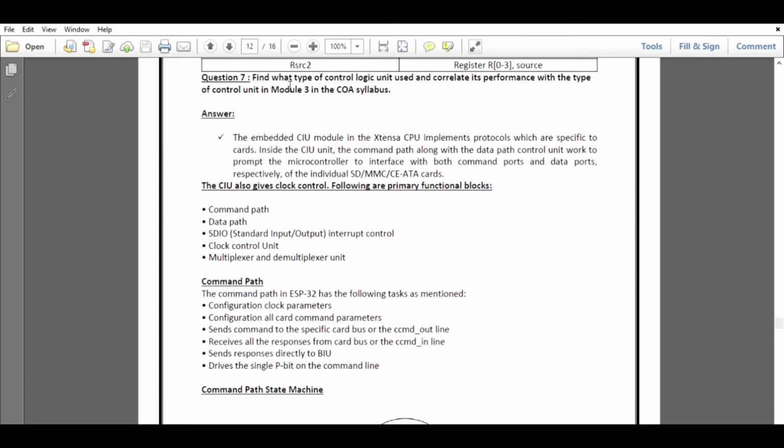Coming to the 7th question, find what type of control unit is used and correlate its performance with the type of control unit in module 3 of the COA syllabus.